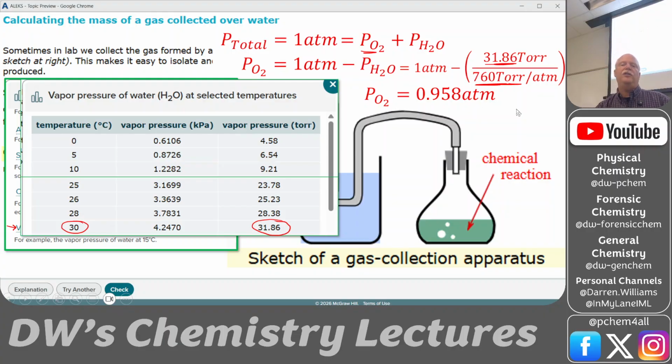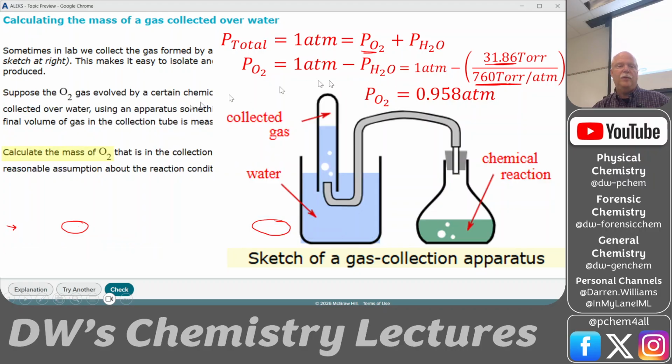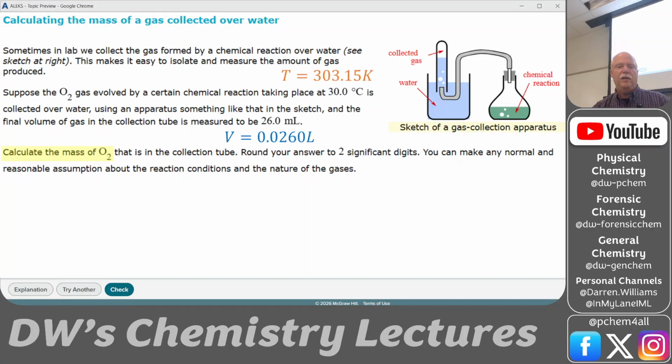So our pressure of oxygen is not 1 atmosphere, it's 0.958. It's close, but it's not 1. And so this will be what we use to calculate the amount of oxygen in the problem. So we're supposed to calculate the mass of oxygen. We have the pressure of oxygen, and we're going to use that ideal gas law, n equals PV over RT. So let's do the math now. So we've got our volume of 26 milliliters. I went ahead and divided that by 1,000 to produce 0.026 liters. Hopefully you're okay with that. The 30 degrees C plus 273 gives us 303 for our temperature.